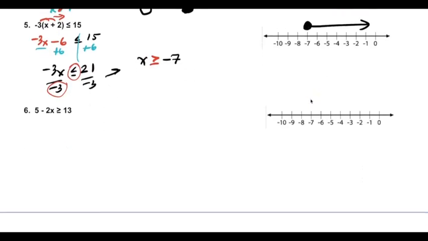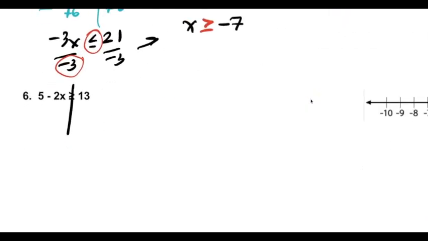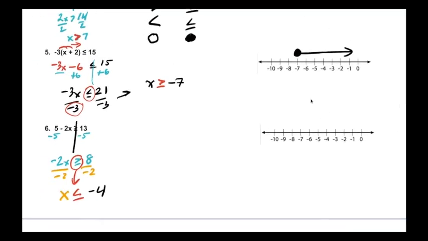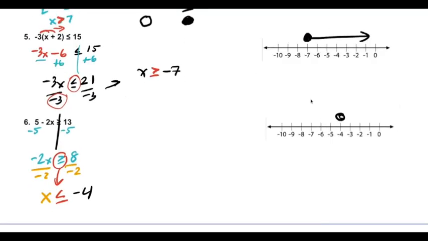Okay, next one. Similarly, we're going to solve this. Here's my line. I'm going to subtract 5 from both sides. I get -2x is greater than or equal to 8. And we're going to divide by a negative again. Divide by -2. So I'm going to get x. We're going to flip that inequality. Less than or equal to, and I get -4. So x is less than or equal to -4. Here's -4. Closed circle. I'm going to go to the left this time.